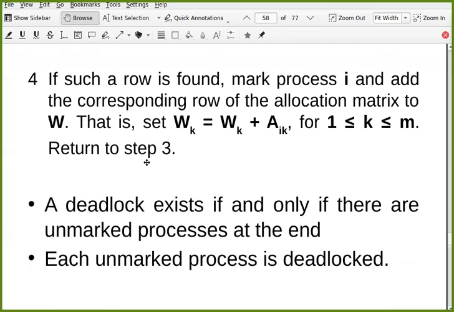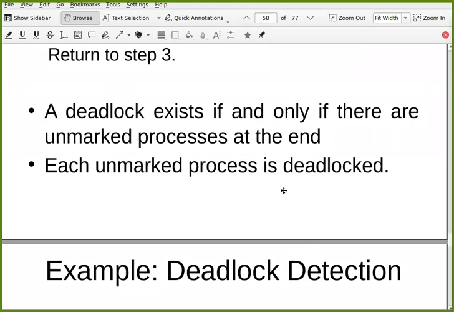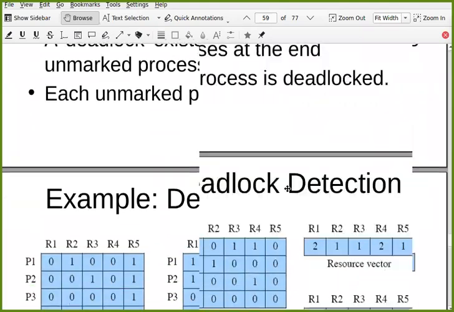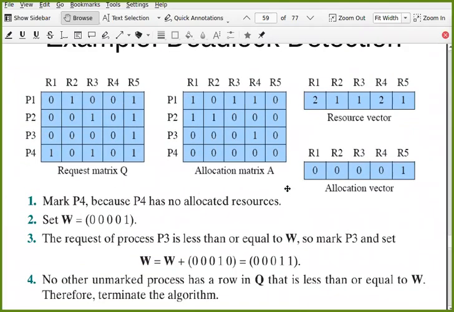So these are the 4 steps. A deadlock exists if and only if there are unmarked processes at the end. So after completion of this algorithm, if there are any unmarked processes, it means there is a deadlock, and each unmarked process is in the deadlock condition. So this is the example.